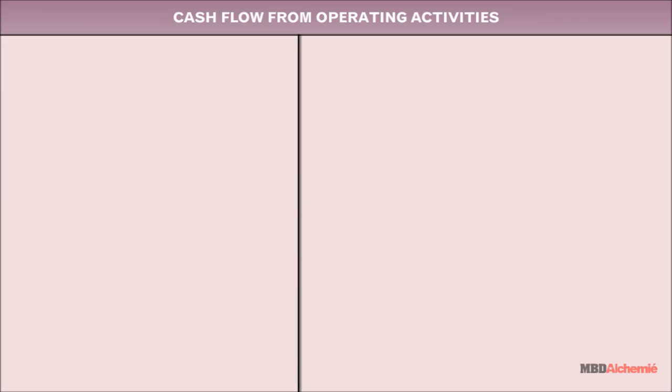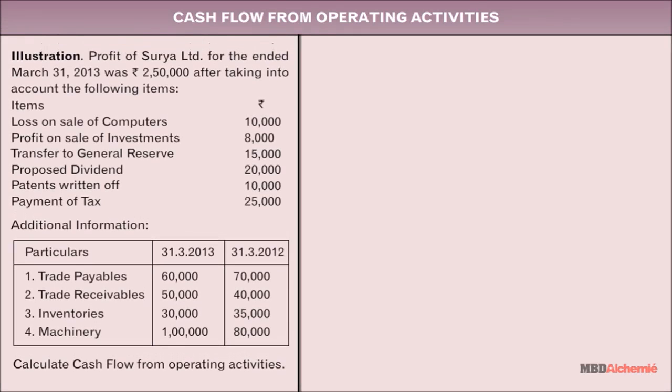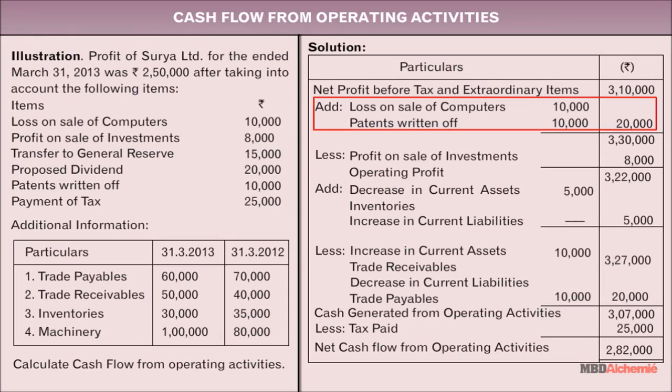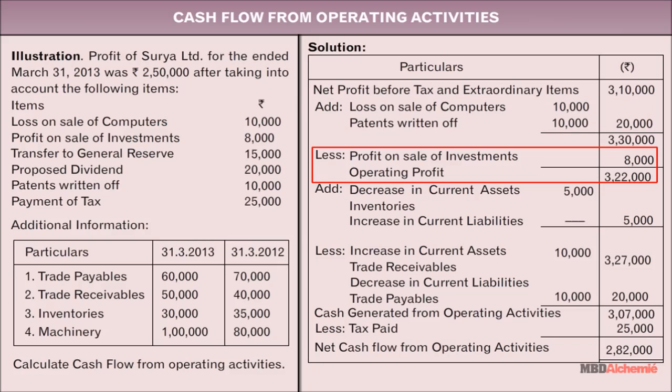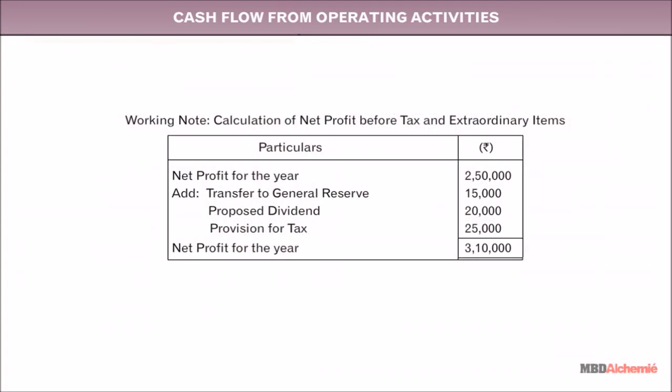Cash flow from operating activities. For this, we need to add loss on sale of computers and patents written off and deduct profit on sale of investments from the net profit before tax to get operating profit.